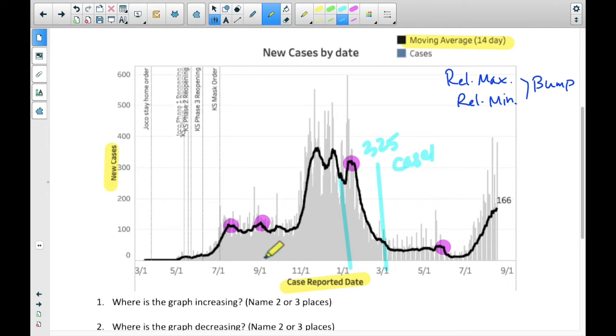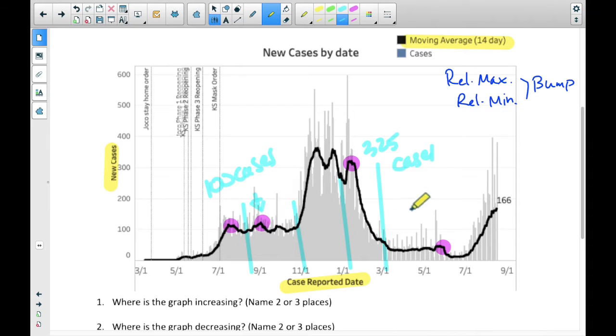And what if I said, how about from the fall, like August through October or November? You'd say, well, there's a relative max here. And I'd say, where is that? You'd say, well, it's maybe at the beginning of September. And I'd say, how high is it? And you'd say it's about 100 cases. So maybe that's another relative max right there.